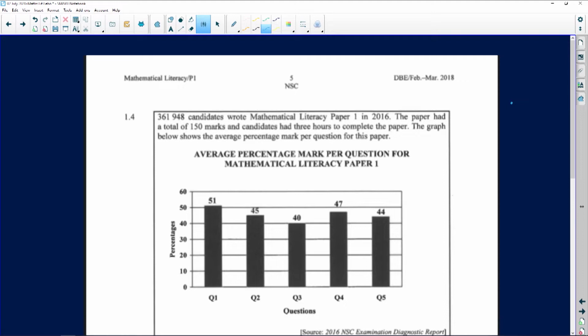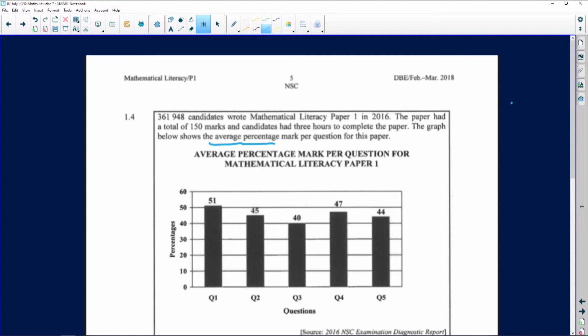The graph below shows the average percentage mark. Again, we are given percentage, and we're given average again over there. So do know what your average is, do know what percentage is, and it's per paper on this. So it says to us, the graph below shows the average mark per question. So these are the marks that are given per question for this particular paper.